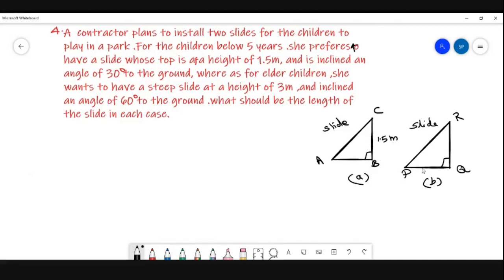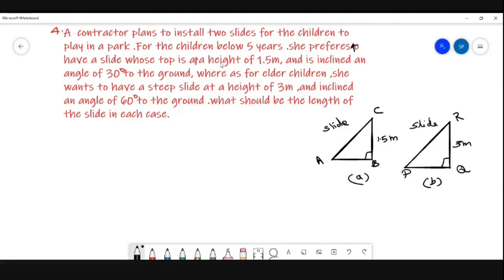And for the elder one, this is the figure B, that is PR is the slide and the top of the slide is 3 meter above the ground. So here QR is given as 3 meter. So in both the cases, what is the length of the slide? That is, in this figure, we have to find AC. In this figure, we have to find PR.